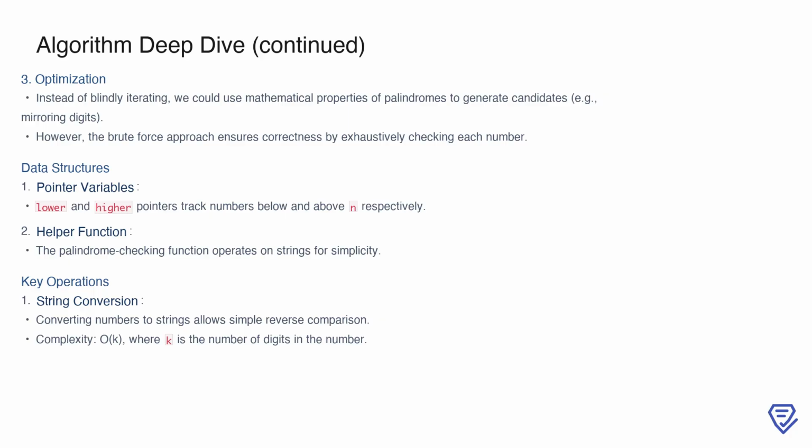To track our progress during the search, we use two pointer variables, lower and higher, which represent numbers below and above n. Additionally, a helper function ensures that we can quickly check if a number is a palindrome by converting it to a string and comparing it to its reverse. Key operations in this algorithm include string conversion and comparison, both of which are efficient given the constraints. The complexity of reversing a string scales with the number of digits in the number, making this step manageable even for larger inputs. Overall, these data structures and operations form the backbone of our approach to solving the problem.